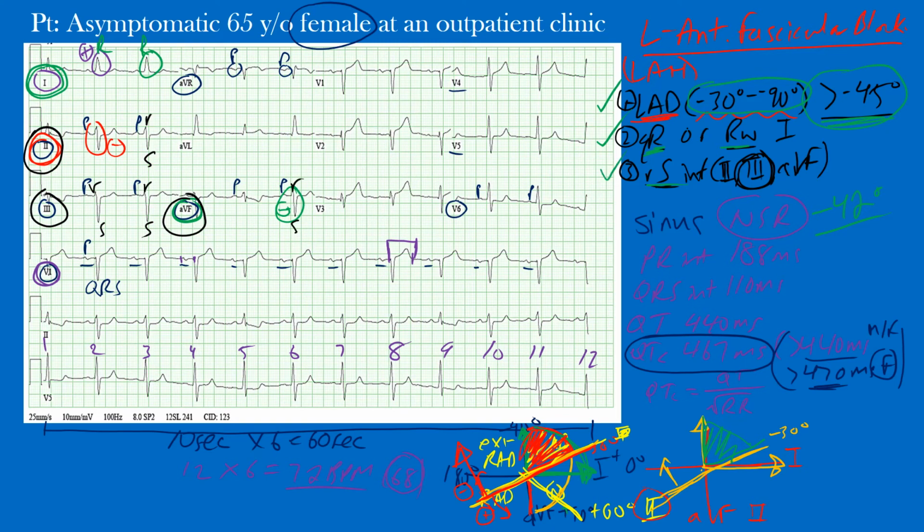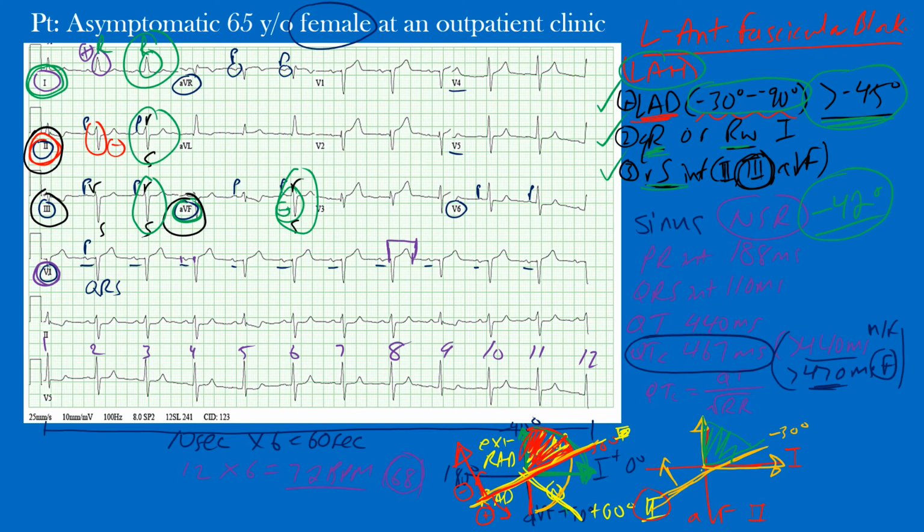We have left axis deviation, negative 42 degrees. We have these R waves that we see in lead 1, and then in our inferior leads, we see these RS complexes. So we've met the criteria for this left anterior fascicular block that we have going on here.